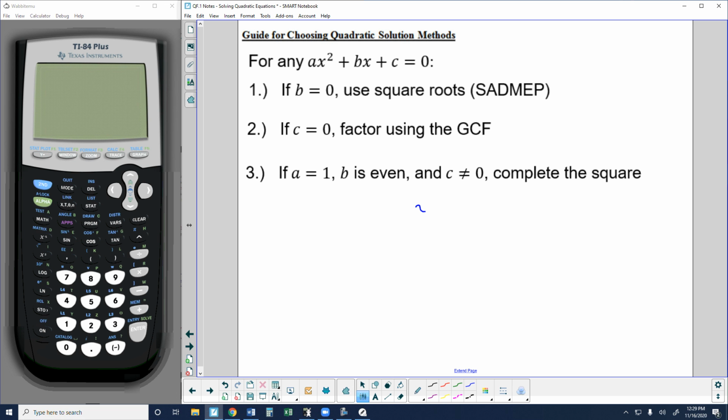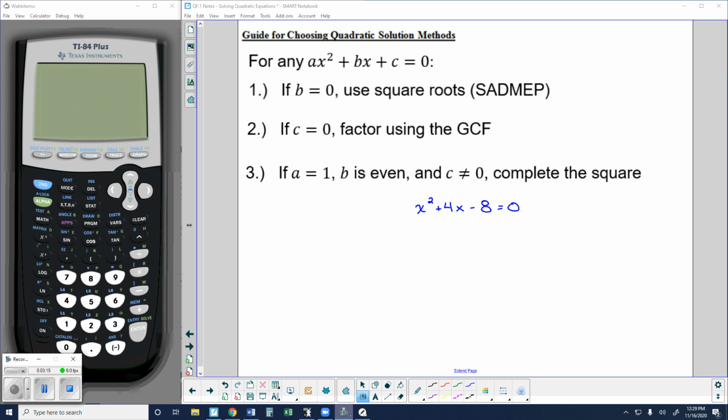So if we have, let's say, x squared plus 4x minus 8 equals 0, this might be one that we would want to complete the square on. It's tough to factor. We could use the quadratic formula. Completing the square here is going to be pretty quick and efficient.